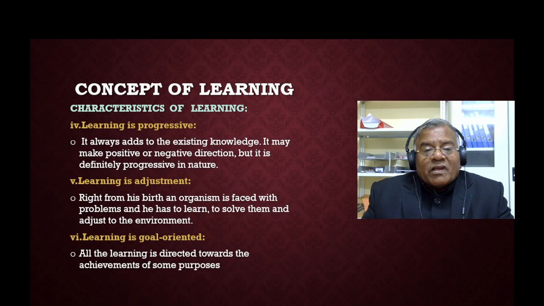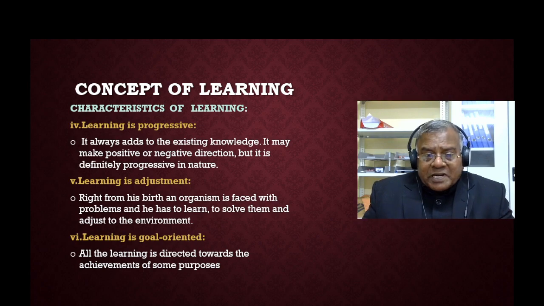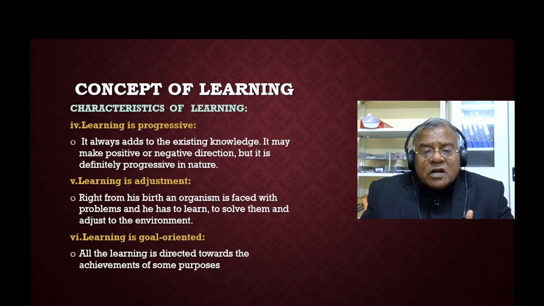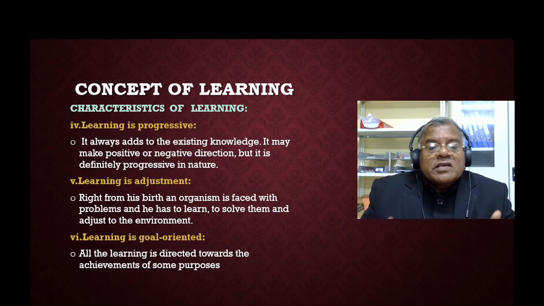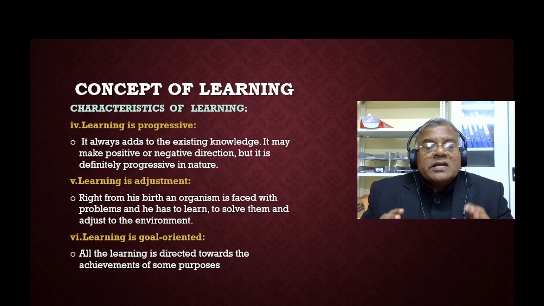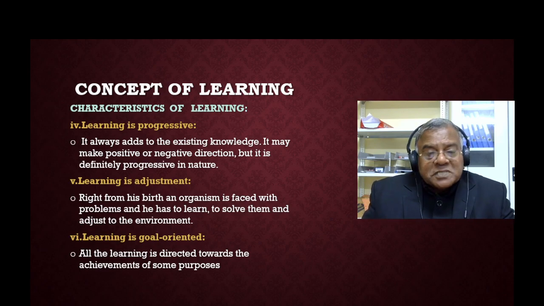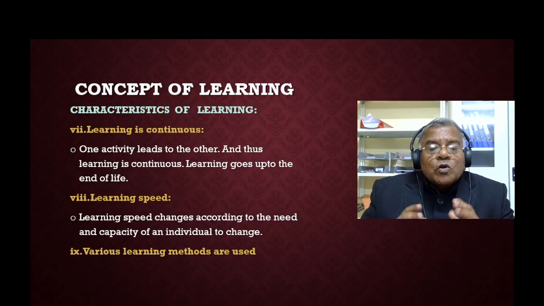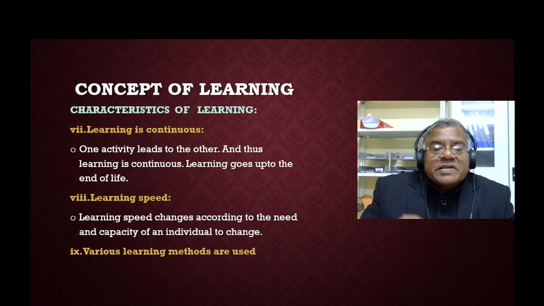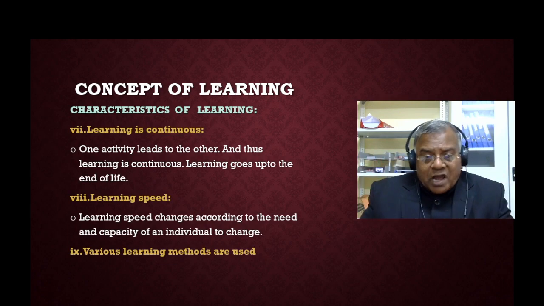Learning is progressive. It always adds to the existing knowledge. It may move in a positive or negative direction, but it is definitely progressive in nature. Learning is also adjustment. Right from the birth, an organism is faced with problems and it has to learn to solve the difficulties and adjust to the environment. Learning is also goal-oriented. All the learning is directed towards the achievements of some purposes in life. Learning is also continuous. One activity leads to the other, and thus learning is continuous. Learning goes up to the end of life.